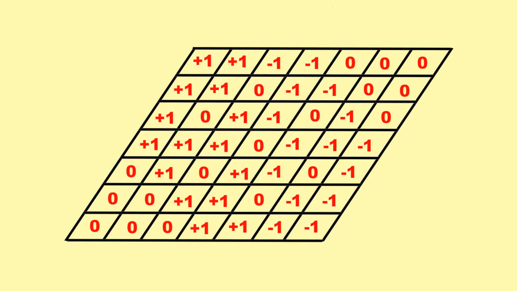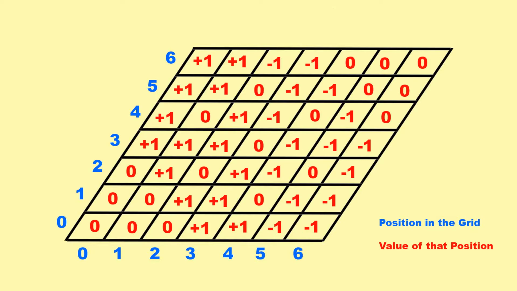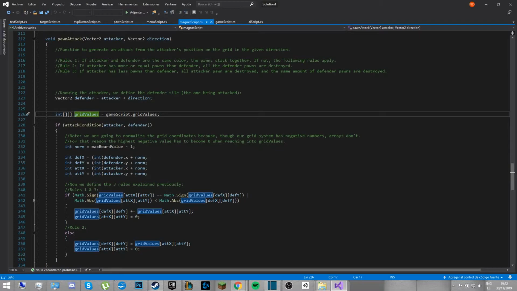Each tile has a value, and if it's a positive value, it's a black pawn, and if it's a negative value, it's a white pawn. For example, if you have +2 on a tile, that means you have 2 black pawns on that tile, so you will have the black pawn and a number 2 on top. Everything that changes the game changes it through there. That means if a magnet moves, it changes the values in that grid.